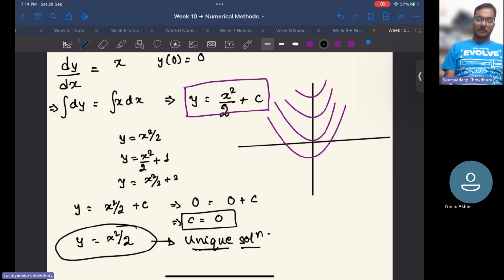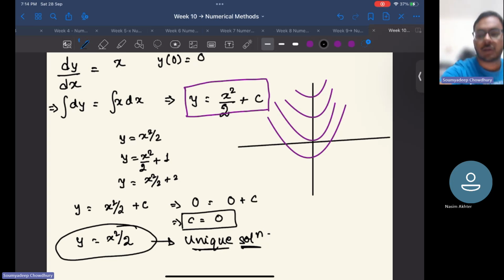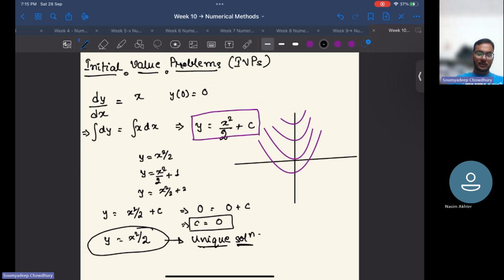So once you have an initial value for your function, if it is given in the question, then you can have a unique solution to your problem. Unless that is given to you, you cannot have a unique solution, and there will be multiple solutions to your differential equation. So is this thing clear to you? What is an initial value problem and why the initial value is important for us? Yes, yes, it is clear. Okay.